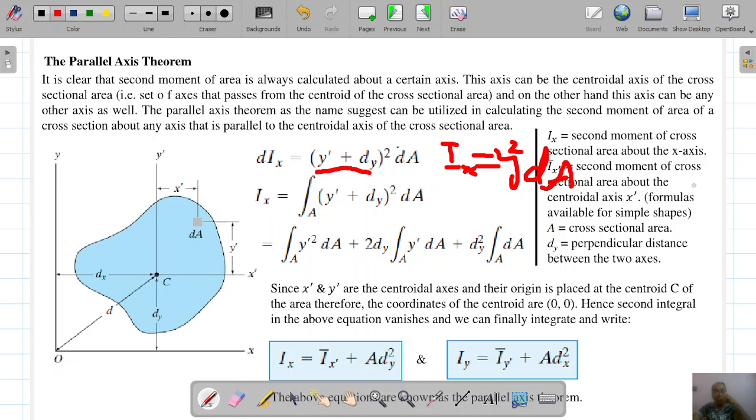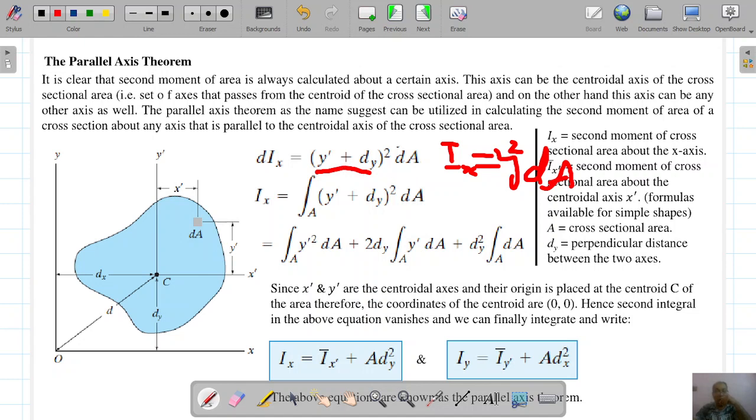But over here, we are interested in calculating the second moment of area about another axis, which is the x-axis. So how will we calculate this? We will calculate it by calculating the second moment of area dIx equals (y' plus dy) square times dA. So what does it mean? y' is basically, if you look at it, (a plus b) the whole square times dA.